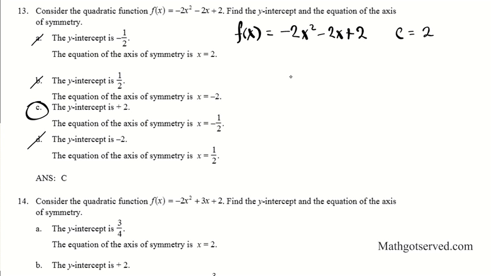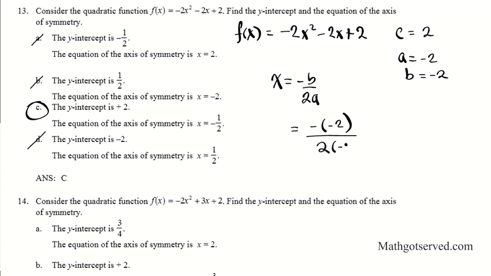Okay? If you wanted to look for the equation of the axis of symmetry, you're going to use x equals negative b over 2a, because the x-coordinate of the vertex is your axis of symmetry. So in this problem, a is negative 2, and b is equal to negative 2. We'll have negative 2 over 2 times negative 2. When we work this out, we'll have 2 over negative 4, which is negative 1/2. This is the axis of symmetry.